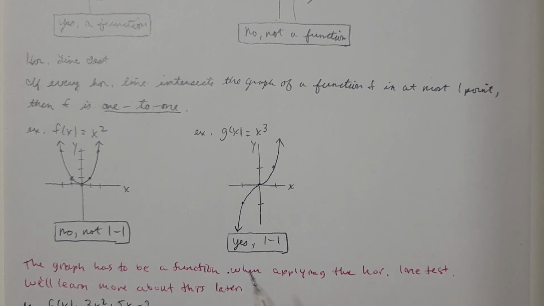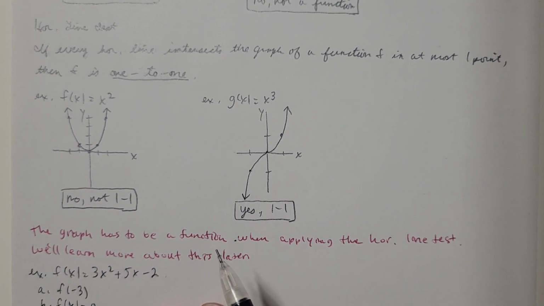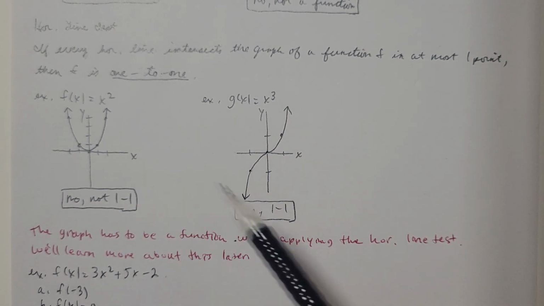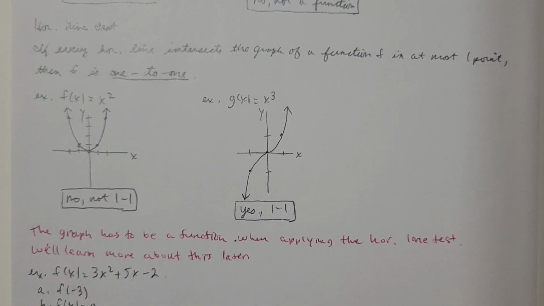Now the graph has to be a function when applying the horizontal line test. You have to have a function. So I have to have something that will pass the vertical line test if I'm going to be talking about a one-to-one function, because if it doesn't pass the vertical line test, it's not a function.